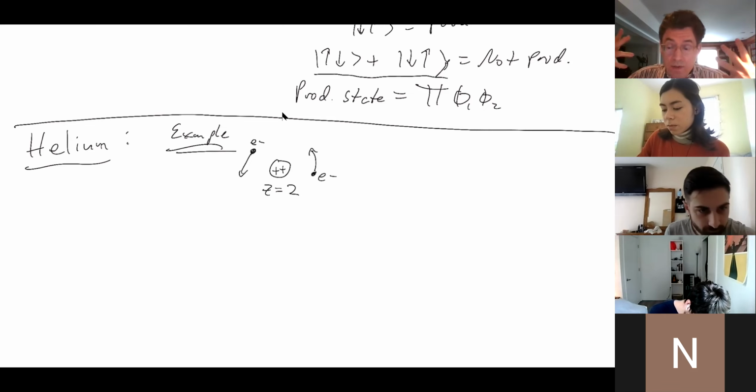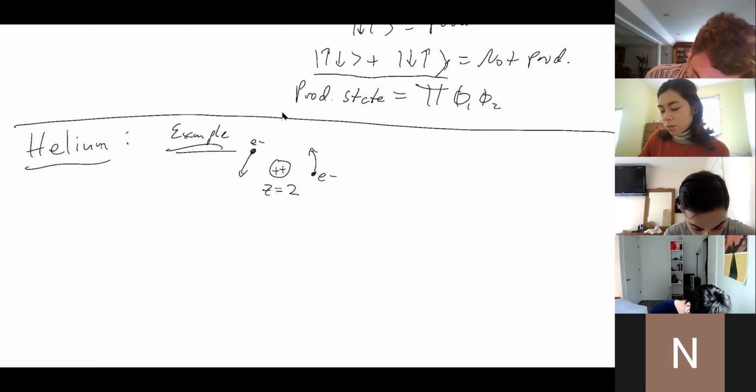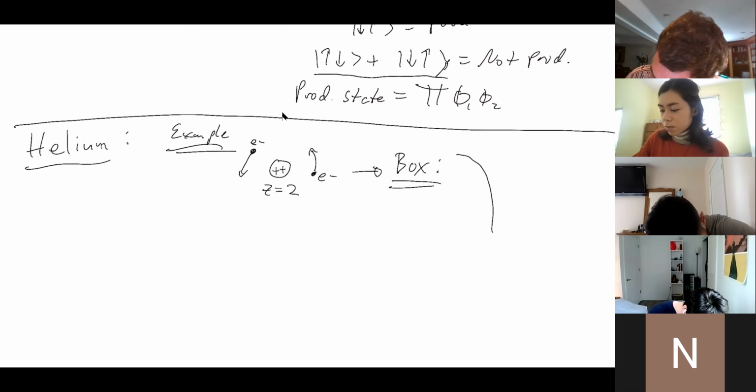So that's the classical picture. But from the quantum picture, what we do is this is the same as a box, because you know I love particle in a box. And so here the box is this. Oops, I didn't draw it very well.